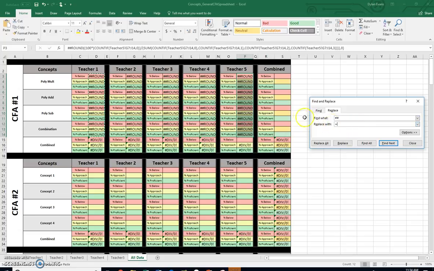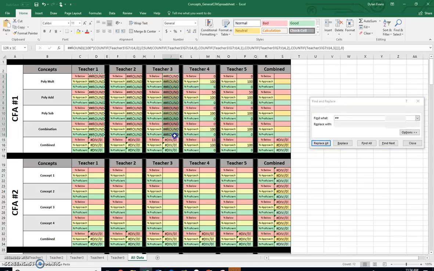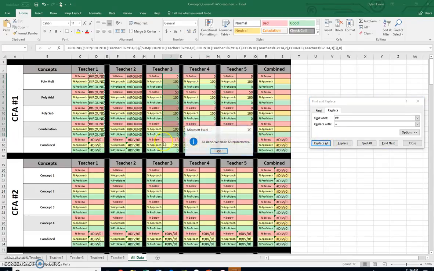So I'm going to replace all of the pound symbols with equal signs. And this is where I will have my fully edited all data tab.